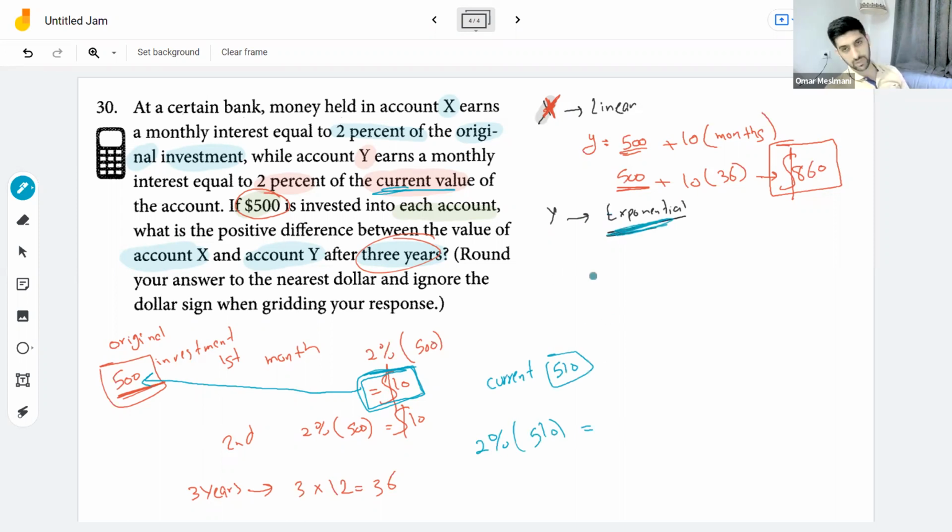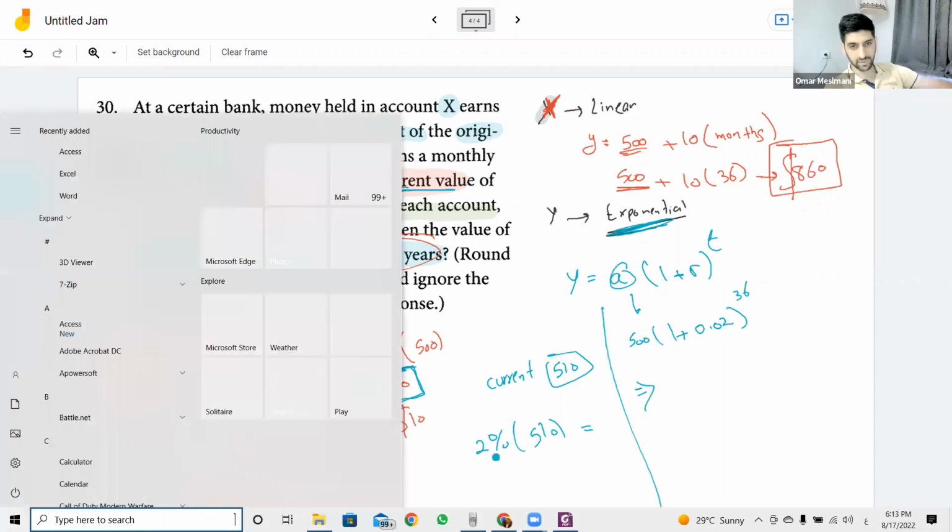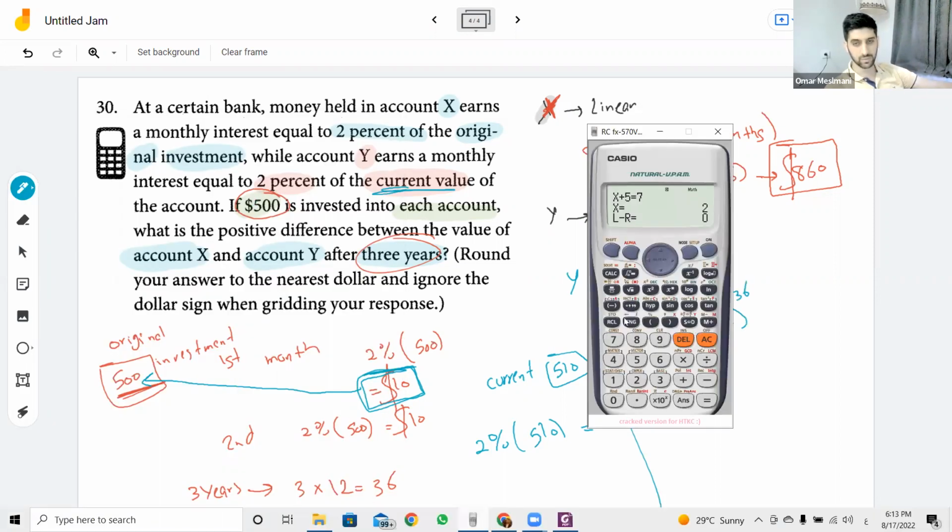So I'm going to use Y equals the original investment times (1 plus the rate) to the power of time. The original investment is 500, the rate is 2%, which is 0.02, and the time is 36 months. Now use a calculator: 500 times (1 plus 0.02) to the power 36. I press equal, and I have 1,019.9, so approximately 1,020.